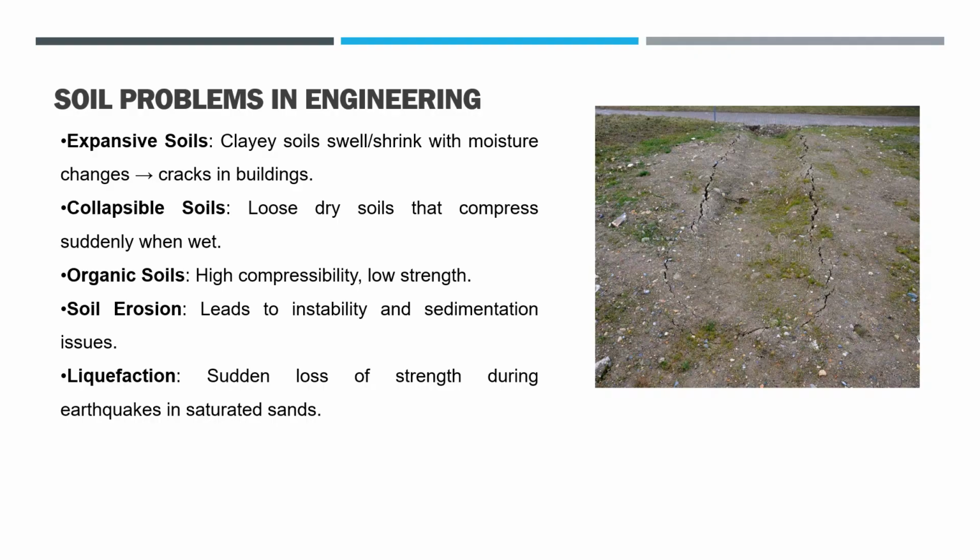This slide explains the soil problems in engineering. As we know, all the structures are built above the soil. So if there is a problem in the underlying soil, it completely affects the structure. If the soil is an expansive soil, the clay soils swell and shrink when moisture changes, and this leads to cracking in buildings. Next, if the soil is a collapsible soil, loose dry soils will compress suddenly when they get wet. This may completely collapse the structure.